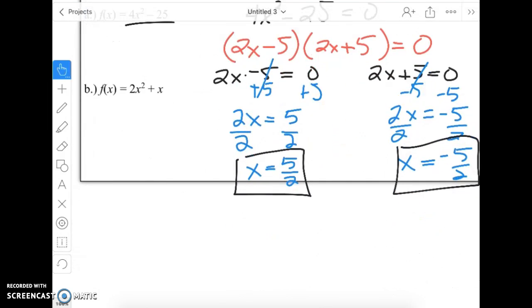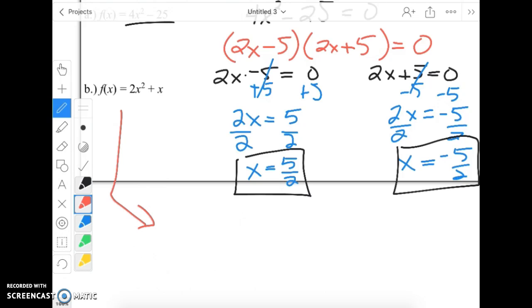For the second one, we can't factor that down like we did this one. It's not a difference of squares or a trinomial or anything like that. So the most that we would be able to do is to take an x out. So what that'll then look like is, I'm going to say 2x squared plus x equals 0. And then if I factored an x out, we would be left with x times 2x plus 1 equals 0.